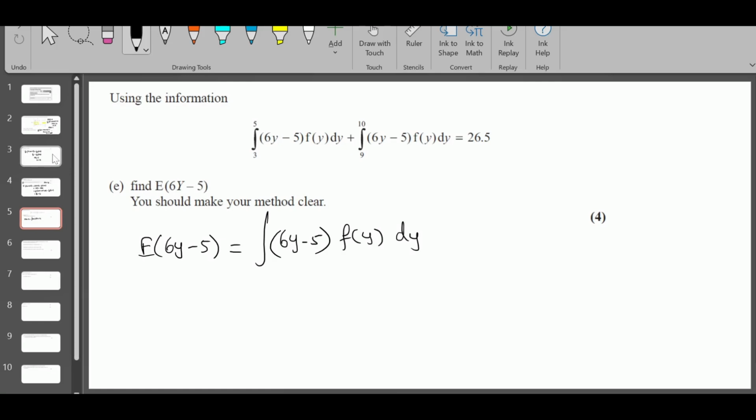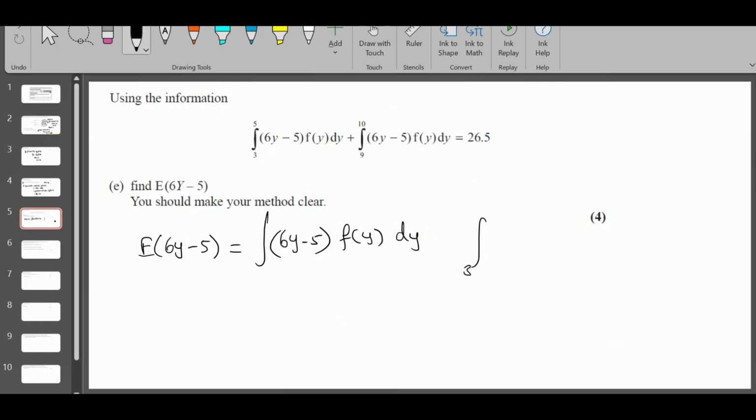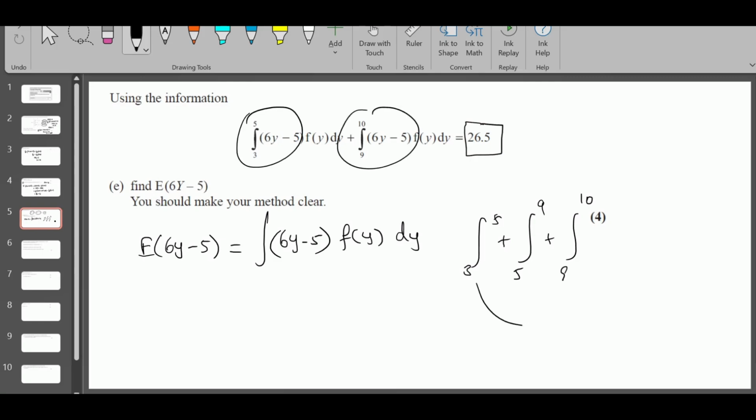So since there are 3 intervals, 0 to 3, 3 to 5, 5 to 9, 9 to 10, you need to do that from 3 to 5, 5 to 9, 9 to 10, right? But the 3 to 5 and 9 to 10 is given as 26.5, these two. So you just need to calculate 5 to 9 only, okay?